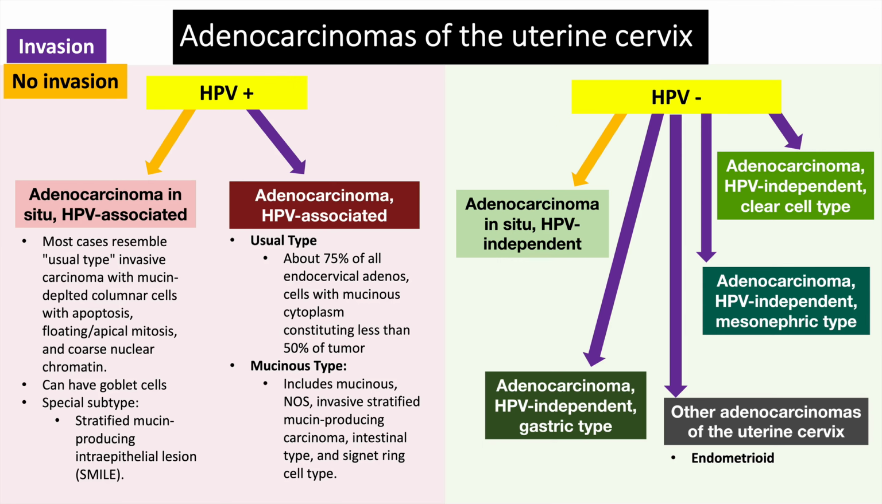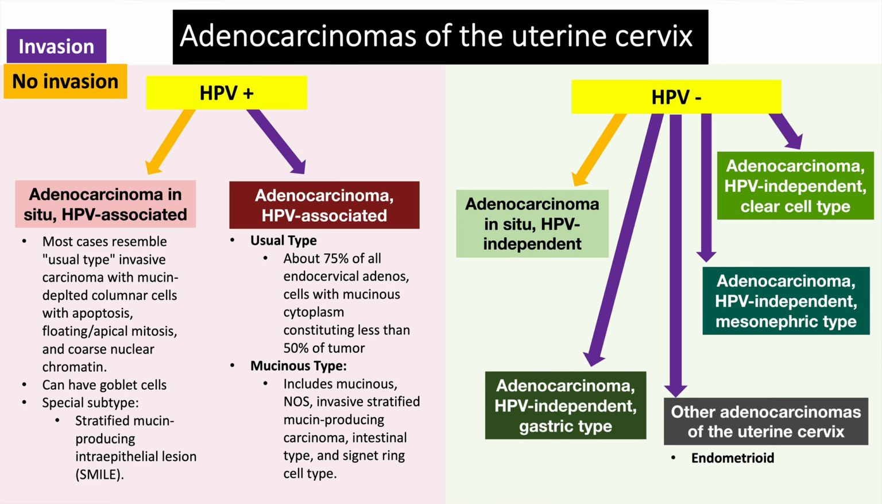So the HPV positive tumors are going to be the bulk of the adenocarcinomas of the uterine cervix, whereas the HPV negative are going to tend to be more rare. The HPV positive have in situ and invasive forms. So do the HPV negative, especially that gastric type of in situ versus invasive. And then there are other special types of non-HPV related adenocarcinoma, including clear cell and mesonephric types.